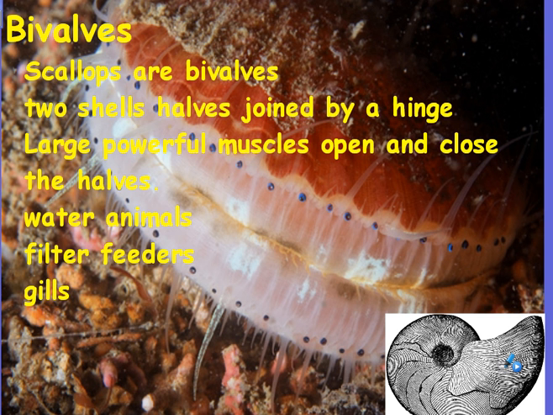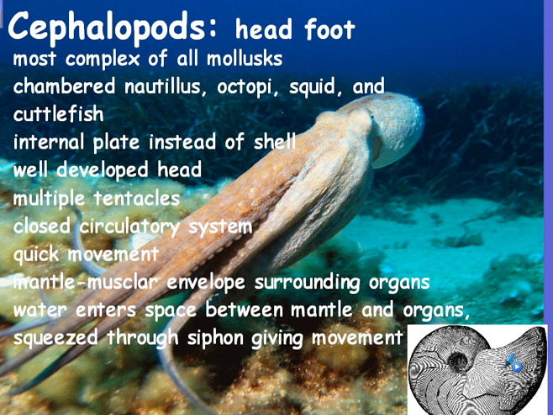There's another kind of mollusk that we're going to be looking at today, and that's bivalves. Bivalves are scallops or clams, and they have two shells that are hinged together at the back by a little joint. They have very large, powerful muscles that open and close those halves. These are all water-dwelling animals, and they filter feed. Basically, they let the water take microscopic organisms in and out of their body. They do have gills, and if you remember, those are in the inner mantle cavity.